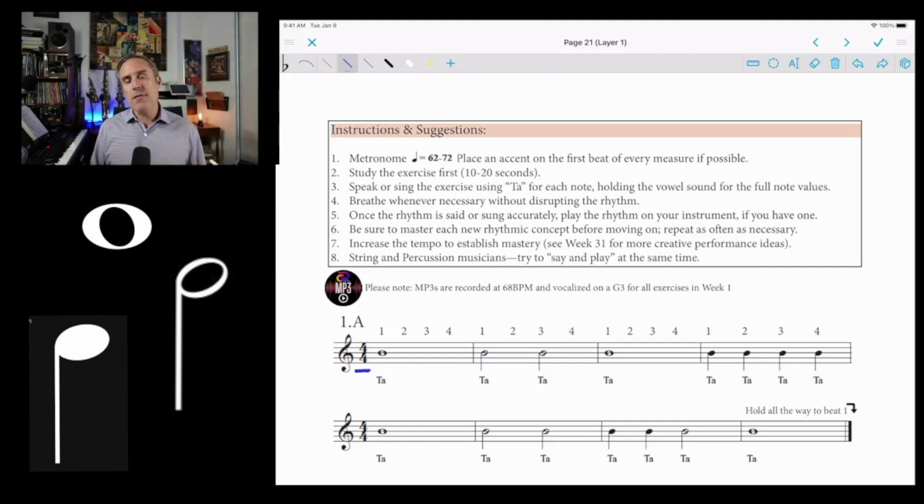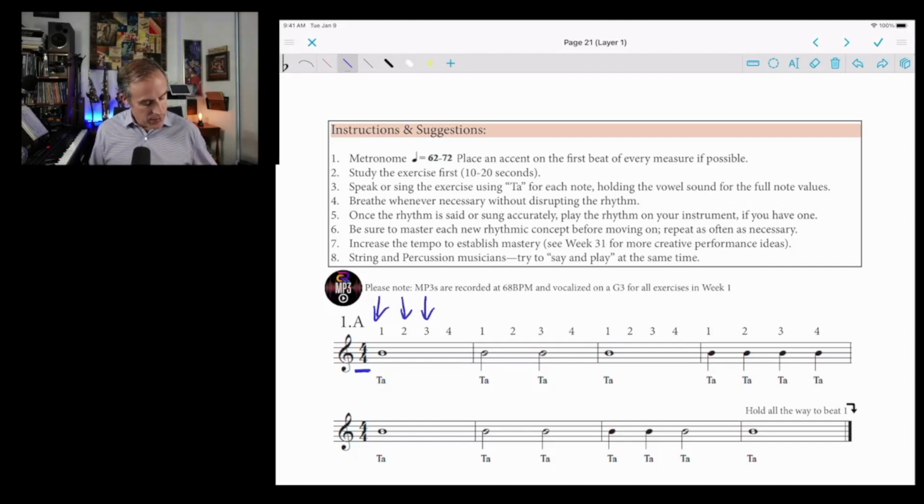Then, above the first 4 measures, the top line, I've listed the beats for you. 1, 2, 3, 4, so forth and so on. This is to help you begin to compartmentalize and divide the measures up so you can see where the beats are happening, where the notes are happening, and where the metronome is clicking. The last thing that we'll notice is that all of the words are written in for you. However, they're more there to help you know when to say the note than they are what to say, because the syllable remains ta for the entire exercise.